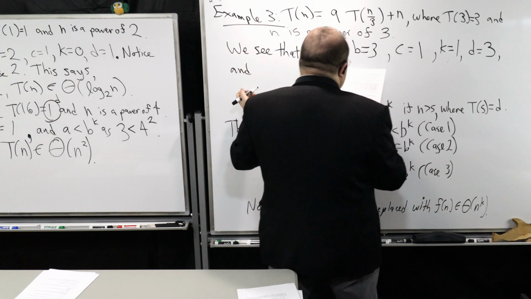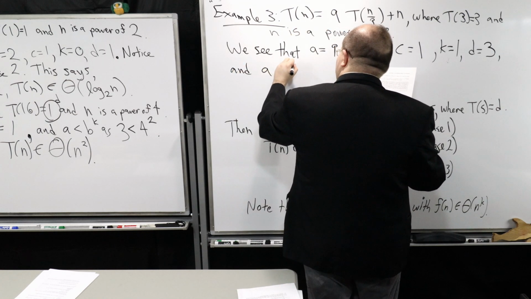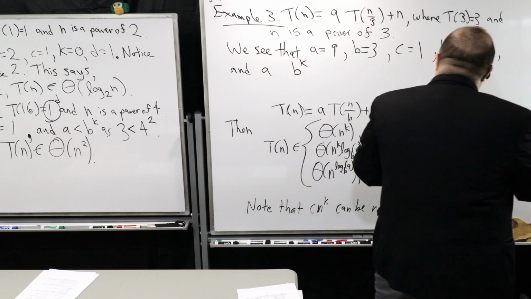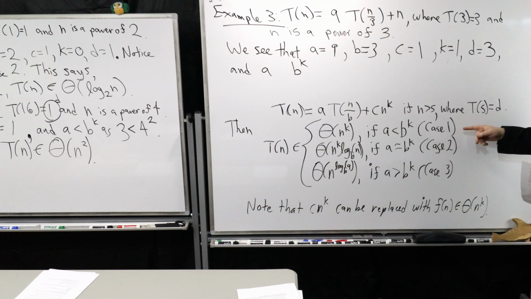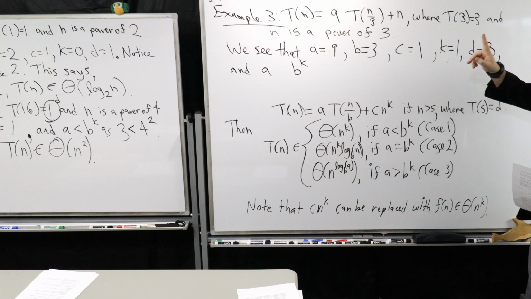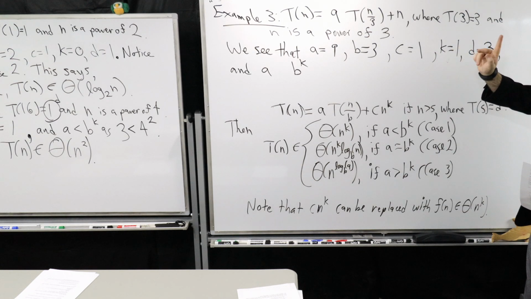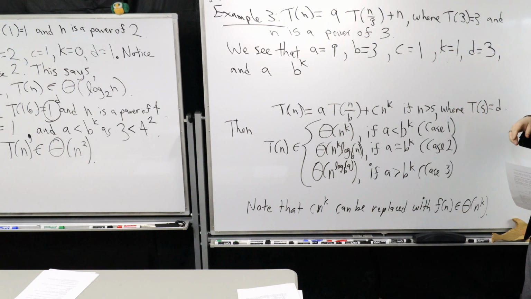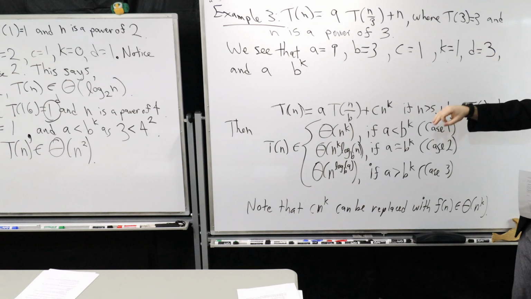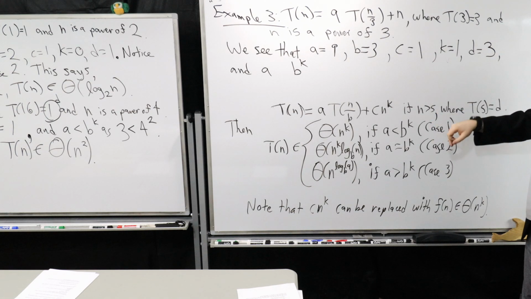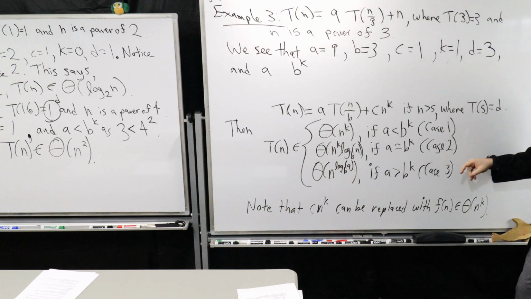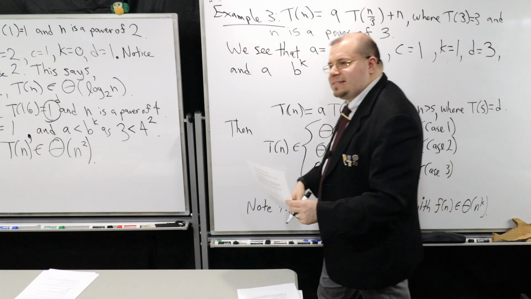And we have to determine what is happening with A and B to the power K. So let's look at our 3 cases here. Depending on A and B, remember A is 9, B is 3. We have to determine, is A less than B to the power K? Is A equal to B to the power K? Or is A greater than B to the power K? Which of the 3 cases is it?